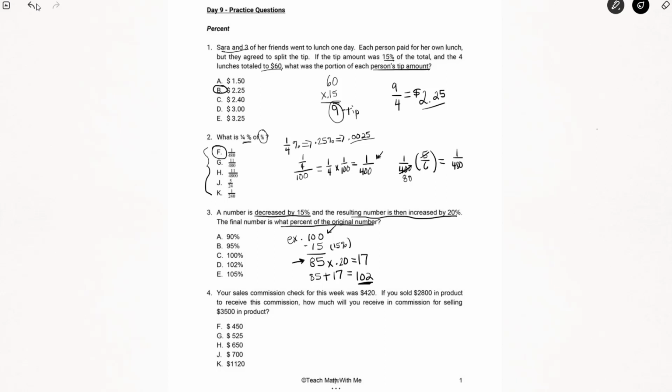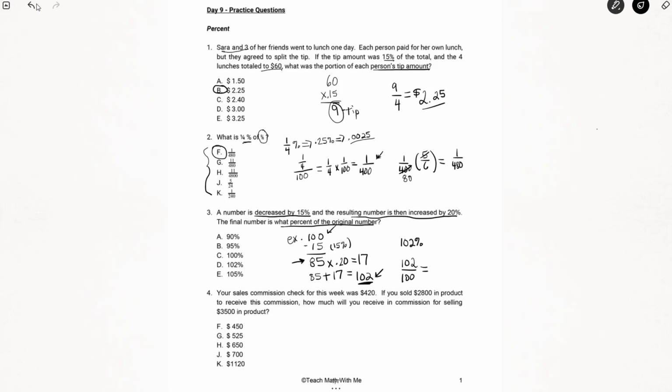It says the final number, which is 102, is what percent of the original number. Now, my original number was 100. So 102 is 102% of the original number. And you could find that by taking 102 and dividing it by 100.